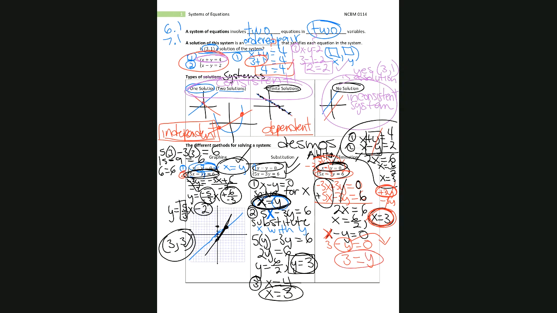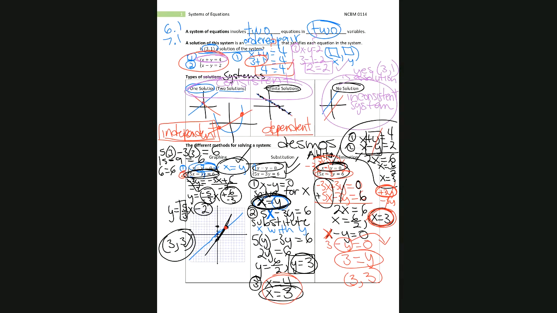So it was the same problem, but we solved it in 3 different ways. For all of them, we got the same 3, 3. Meaning the x is 3 and the y is also 3. And then graphically, they intersect at that point at 3, 3.